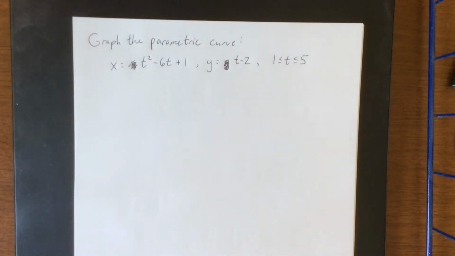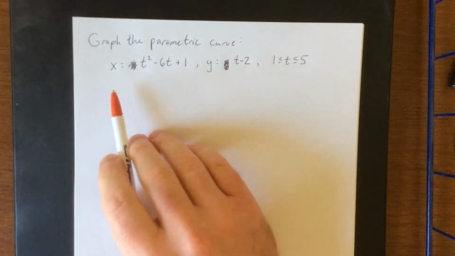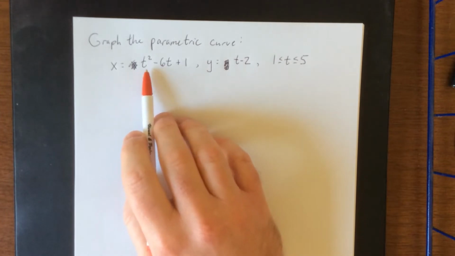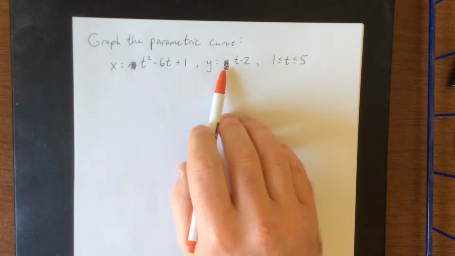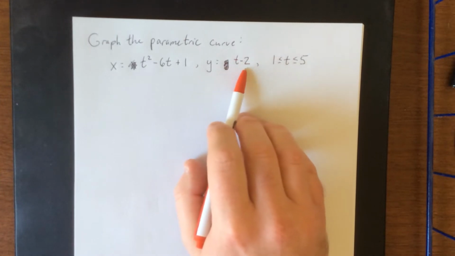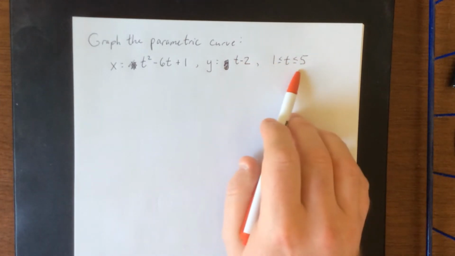To build off what we said in the last video, I wanted to have us take a look at the following example. I would like to graph the parametric curve x is equal to t squared minus 6t plus 1, and y is equal to t minus 2, as t goes from 1 to 5.